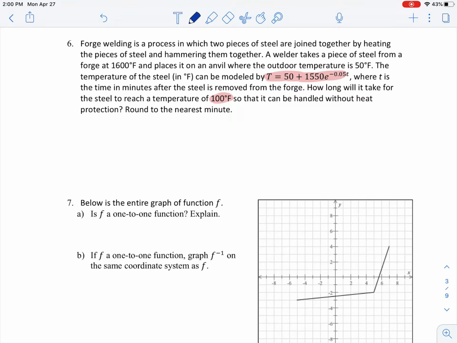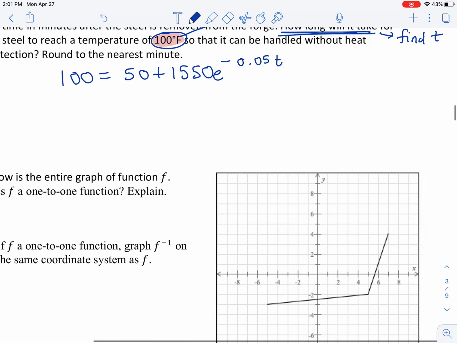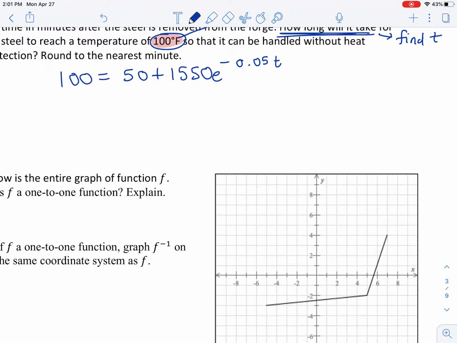So set up the equation. 100 equals, because that's the temperature they're giving you, right? 50 plus 1550 e to the negative 0.05 t. We're looking for t. They're asking you how long will it take. They're asking you to find t. So after reading this problem, we were able to set it up. Let's go ahead and solve this equation together. What do you do to both sides? Subtract 50 from both sides.